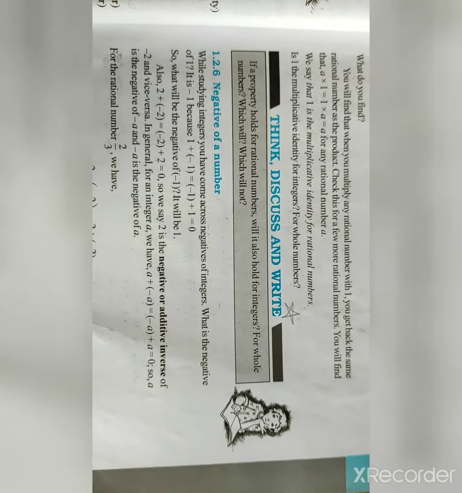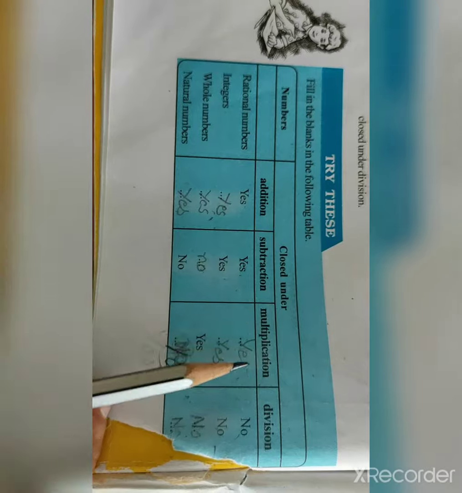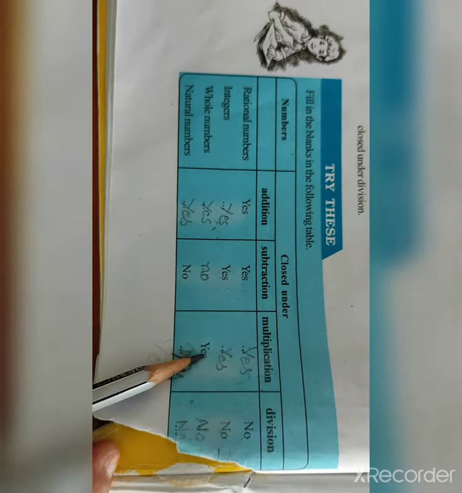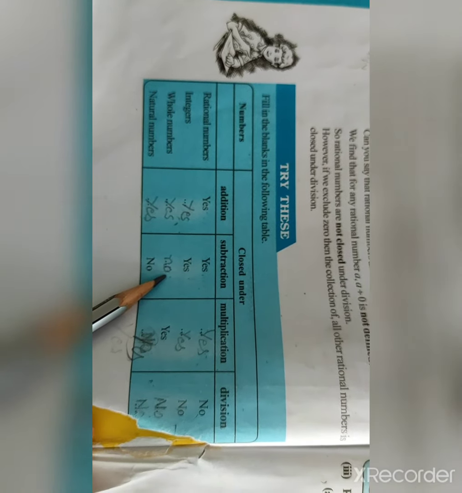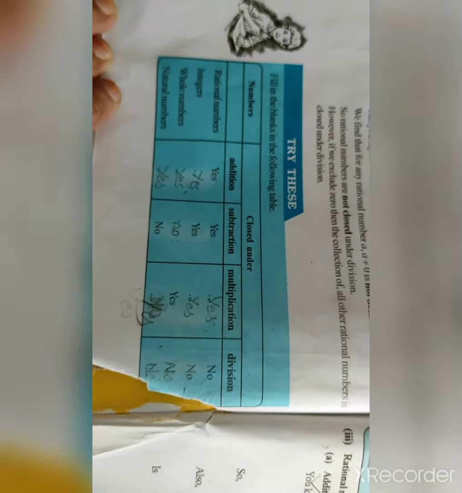Now we will check for whole numbers. First we check the closure property. Rational numbers: yes, yes, yes, no. In whole numbers: yes, no, yes, no. That means subtraction is not closed. In rational numbers, yes, but in whole numbers, no. So whole numbers are closed under addition, but subtraction is not closed in whole numbers.